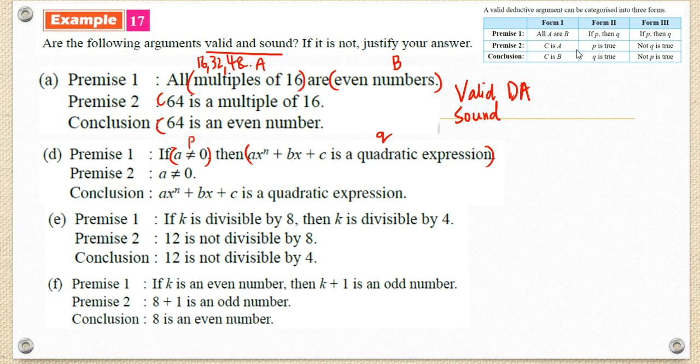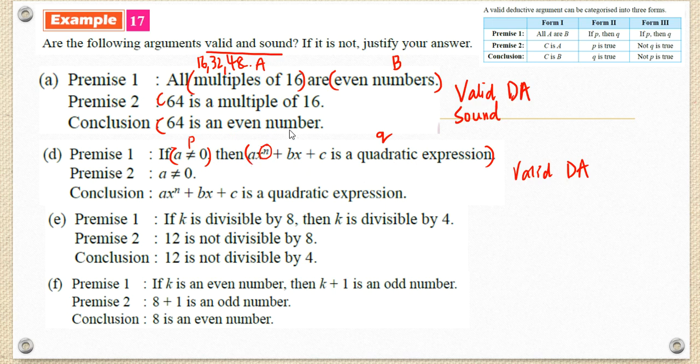Is it valid? Yes, it is valid because it is argument form 2. It's a valid deductive argument. So to check whether it is sound, we have to check. If a is not equal to 0, meaning a can be 1, 2, 3, 4, and so on, then you change the a to a value, x to the power of something is a quadratic expression. Well, it is not true, because to get a quadratic expression, remember chapter 1, you have to refer to your n value, not the a value.